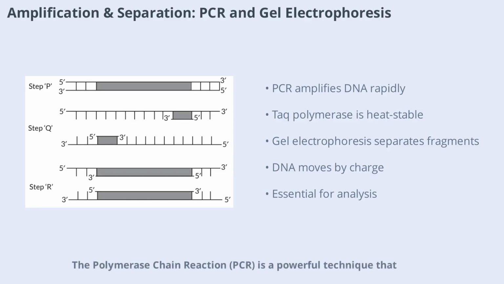The polymerase chain reaction (PCR) is a powerful technique that can amplify a specific DNA segment up to 1 billion times, using thermostable DNA polymerase like Taq polymerase from Thermus aquaticus. PCR involves cycles of denaturation, annealing, and extension, allowing rapid multiplication of DNA.